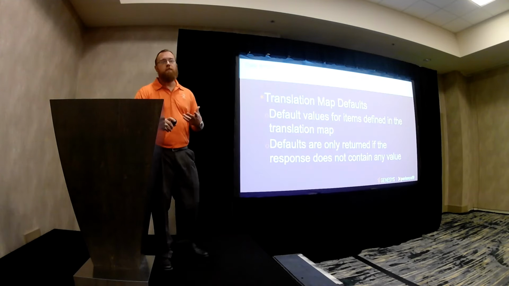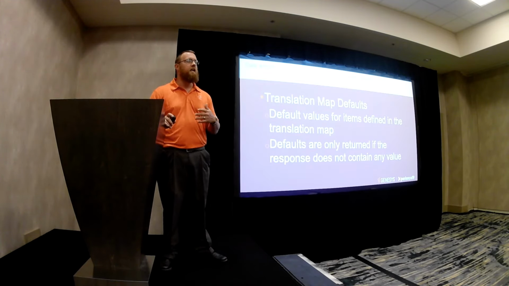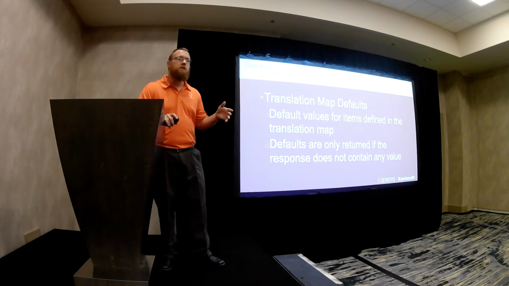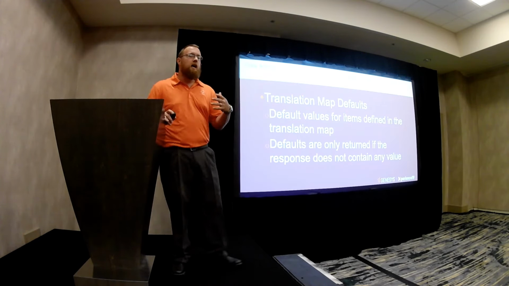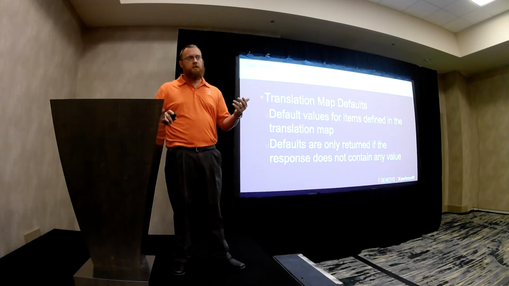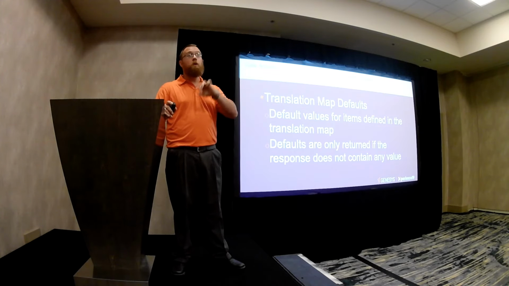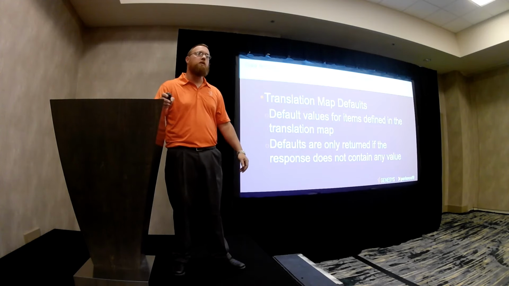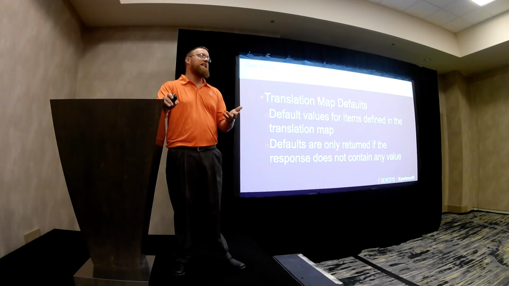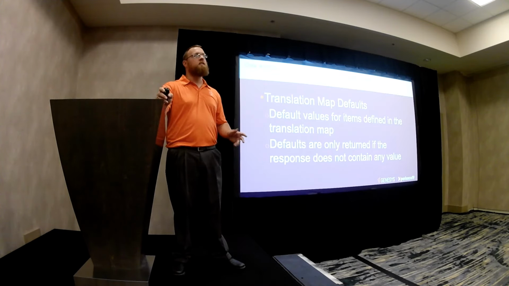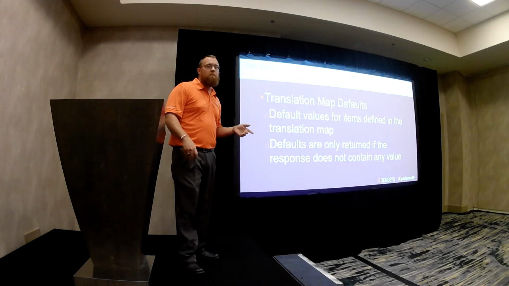The translation map defaults are a mechanism for setting default values if the translation map doesn't return anything. So using our example from Salesforce, the response is actually going to be an object called search results. And inside of search results, there are going to be records. We can say we want the first record inside of search results as our response for our translation map. But what happens if Salesforce doesn't find anything? Well, then we wind up with an empty object and things just sort of blow up and it's kind of terrible. This is where a translation map default comes into play.